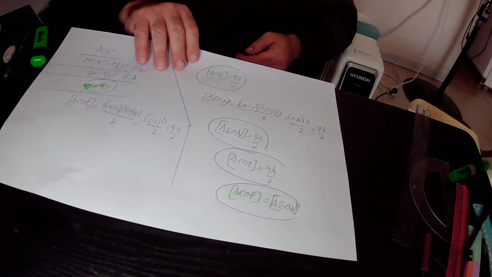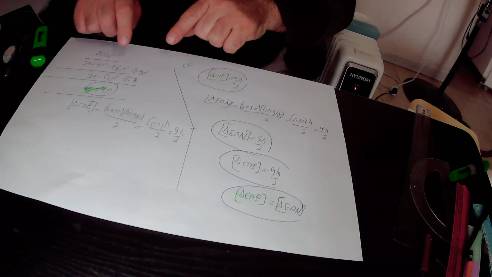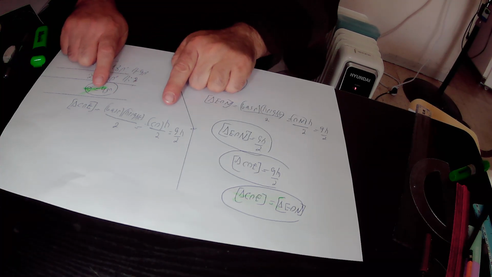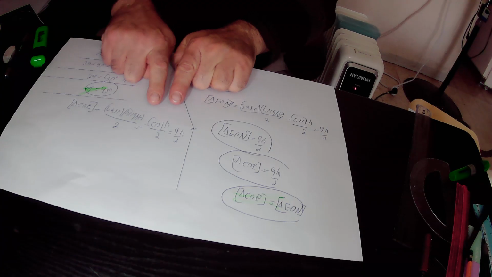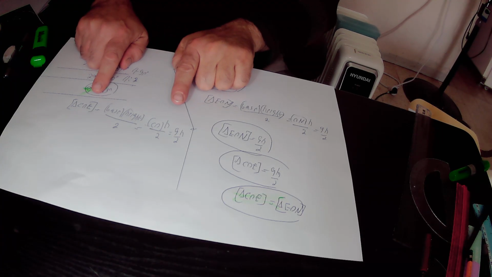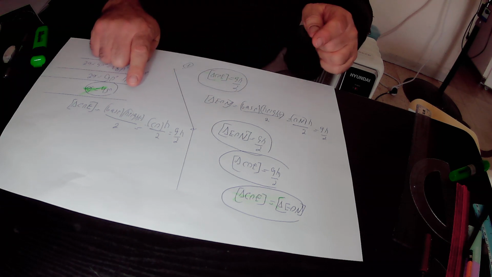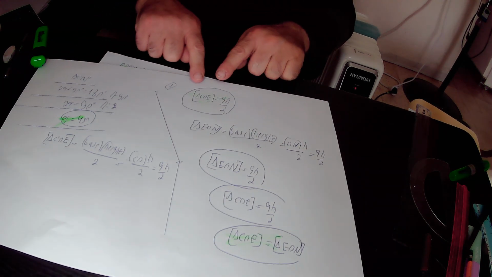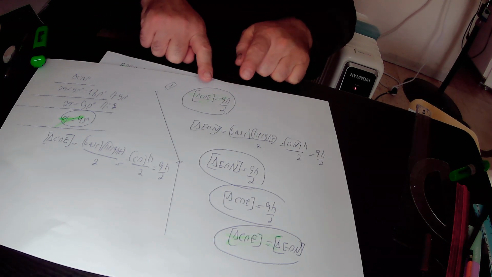In the end, we should find out that the area of the triangle COE equals the base CO times the height h over 2. So in total, the area of the triangle COE equals 9h over 2 square units in size.